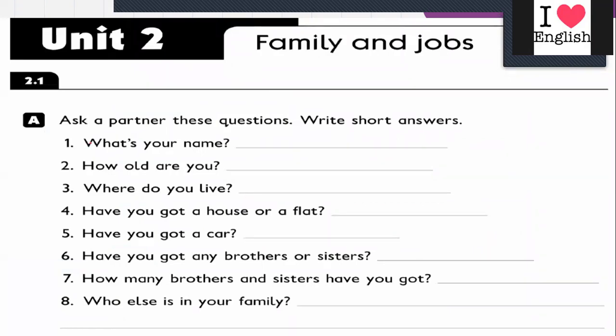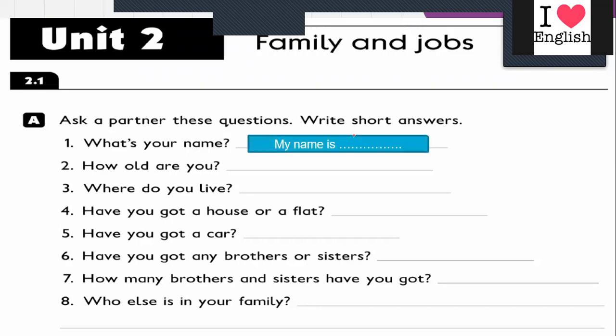Okay, now I need one of you to ask a student and he will answer. A, ask a partner these questions. Write short answers. So you have to ask another student and he will write a short answer. Look here. One student will say, what's your name? The other student, for example, will say, my name is, and write his or her name.